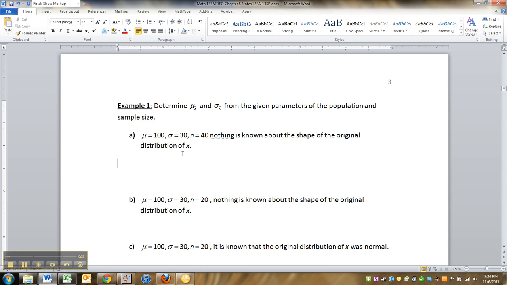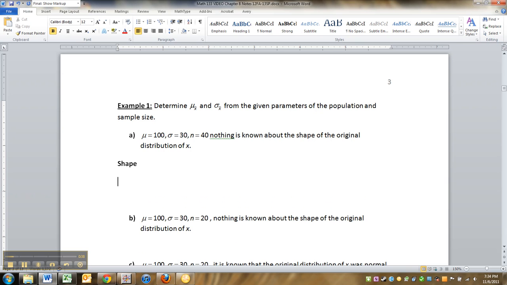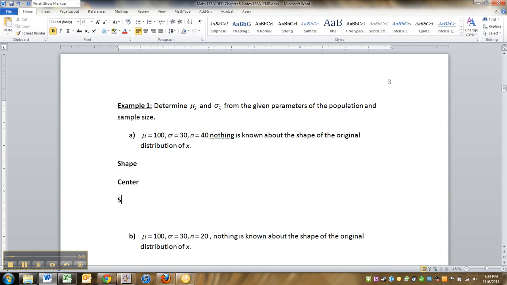So let's begin with the first one. You know that for the population, mu equals 100, sigma equals 30, n equals 40, but you don't know anything about the shape of the original distribution of x. Well, that's okay. When they ask us to determine these things, what they really want to know is what's the shape, what's the center, what's the spread.